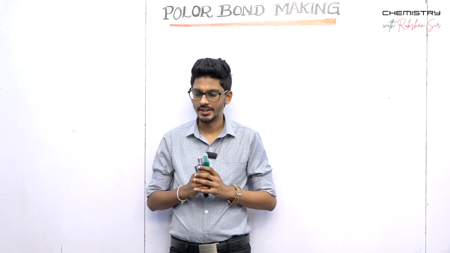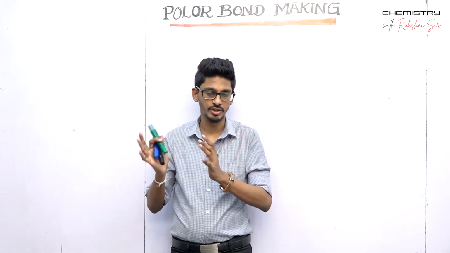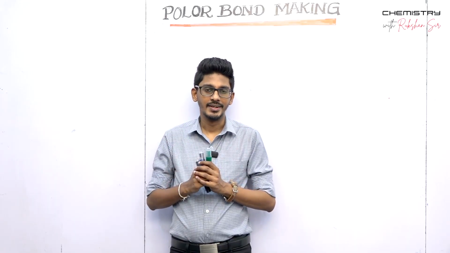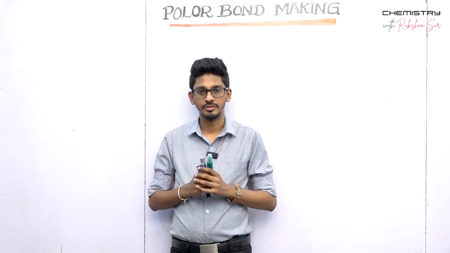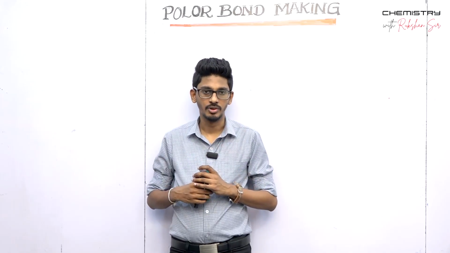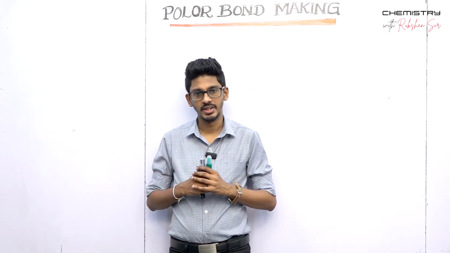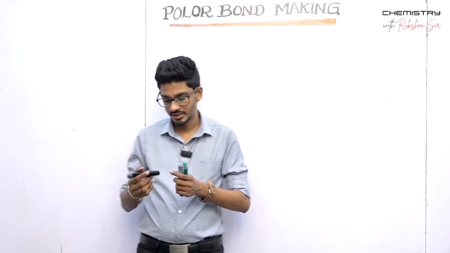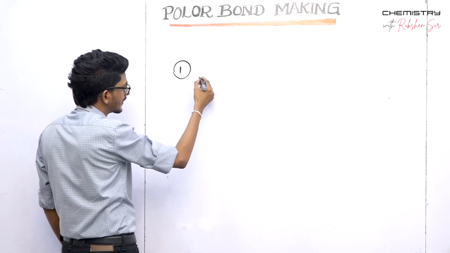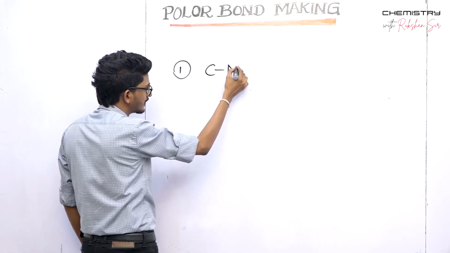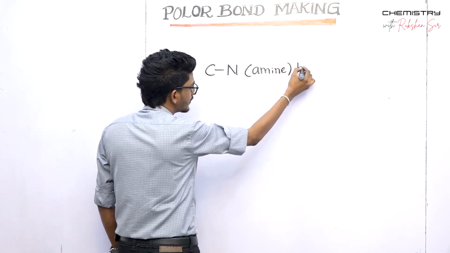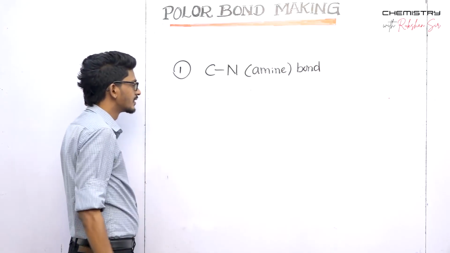So here, at page number 11 of your tute, we are supposed to learn about 5 kinds of carbon polar bonds. We are about to study the making of 5 kinds of carbon polar bonds now. What are the 5 kinds? Let's discuss. The first is making the carbon nitrogen single bond, which is known as the amine bond. First we'll discuss this.